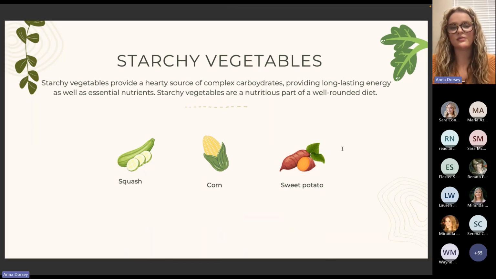Starchy vegetables are going to provide a good source of complex carbohydrates. So it's going to help promote and provide long-lasting energy and also nutrients. Some good sources of starchy vegetables are things like squash, corn, and sweet potatoes or regular white potatoes as well.